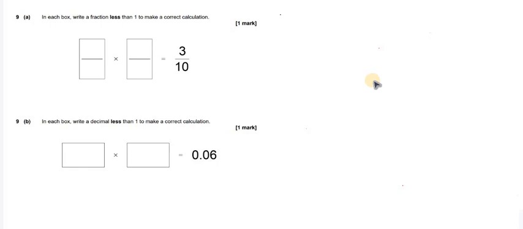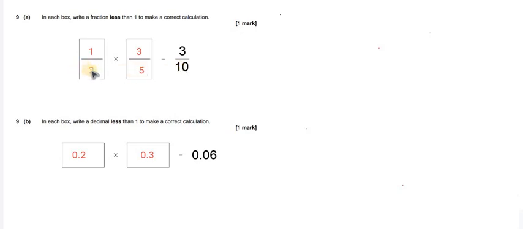Question 9. In each box, write a fraction less than 1 to make a correct calculation. A fraction less than 1, simply put, the denominator or bottom number has to be greater than the numerator or top number. So, at the top, 3 is a prime number, so the only numbers that will be multiplied to get 3 would be 1 and 3. And at the bottom, the 10, that would be 1 and 10, or 2 and 5.